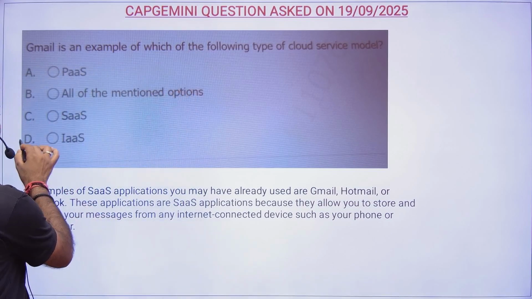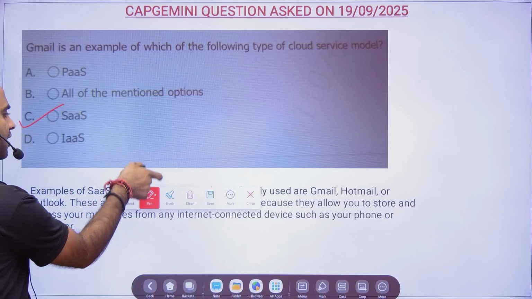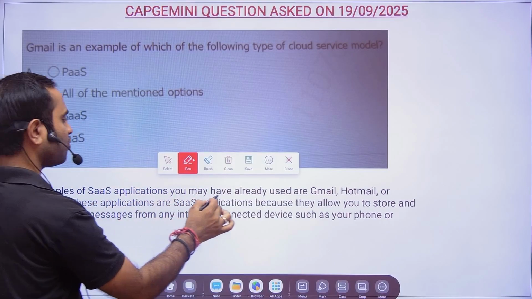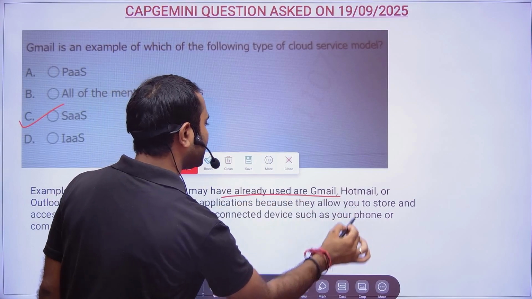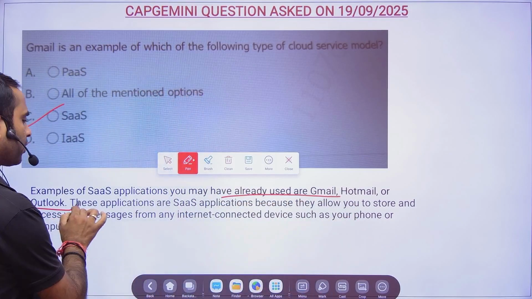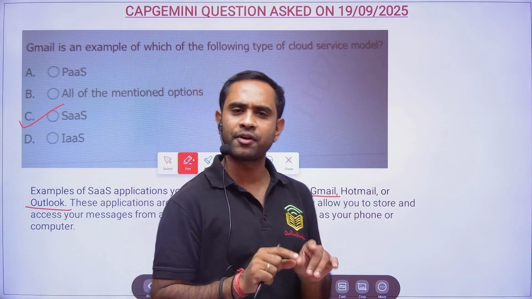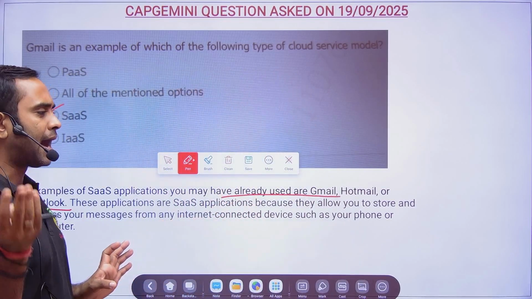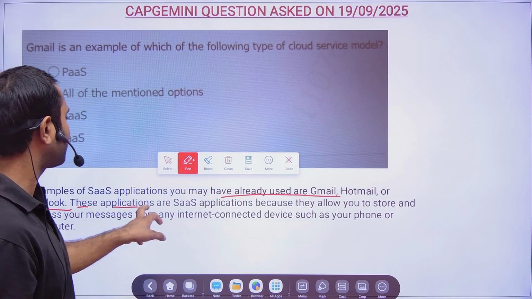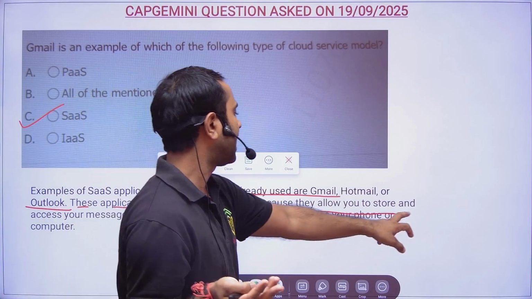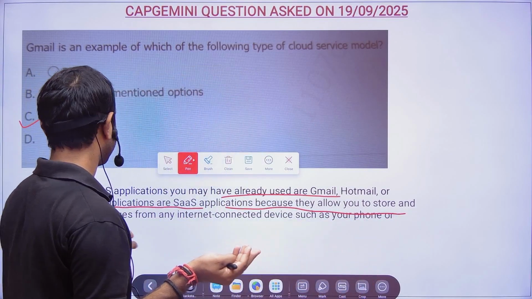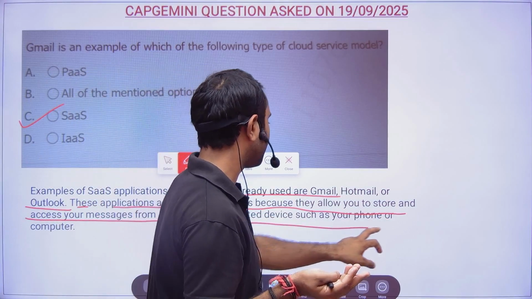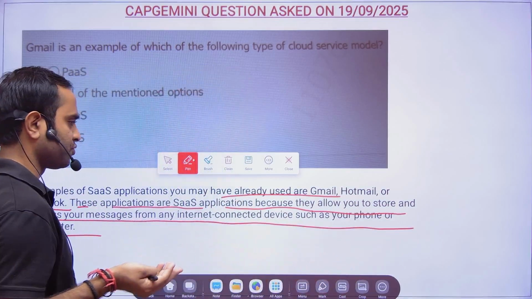Examples of SaaS applications you may have already used are Gmail, Hotmail, or Outlook. So you are using Outlook, you're opening Outlook, and from any device you can open and access it. These applications are SaaS applications because they allow you to store and access your messages from any internet connected device such as a phone or computer.